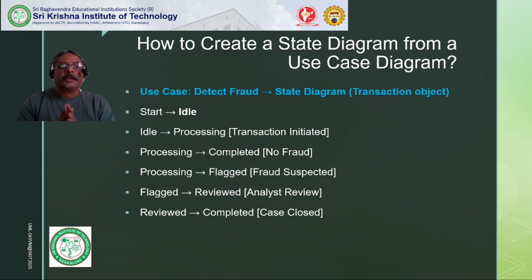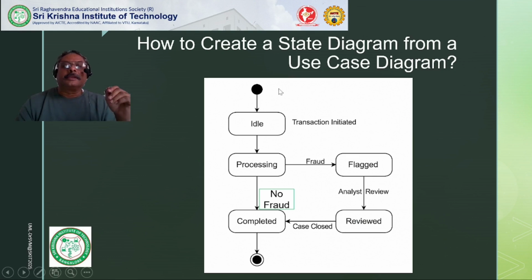So every case cannot be a fraud. Only some cases are suspected as fraud, not accepted as fraud, suspected as fraud, and then sent to the reviewer. And if the analyst says that it is clean, then it is allowed. If the reviewer says that it is a fraud, then it is rejected. So that's the lifetime of the object transaction, and then finally it ends. So that's how it looks.